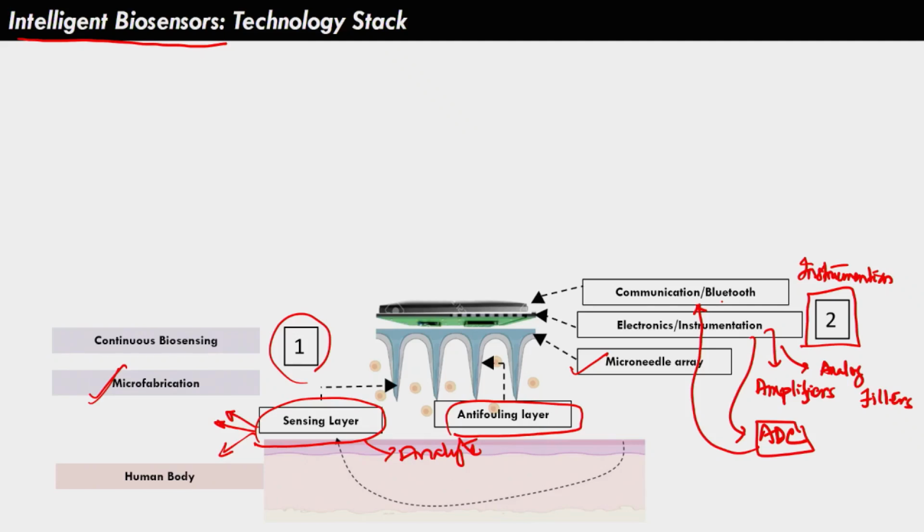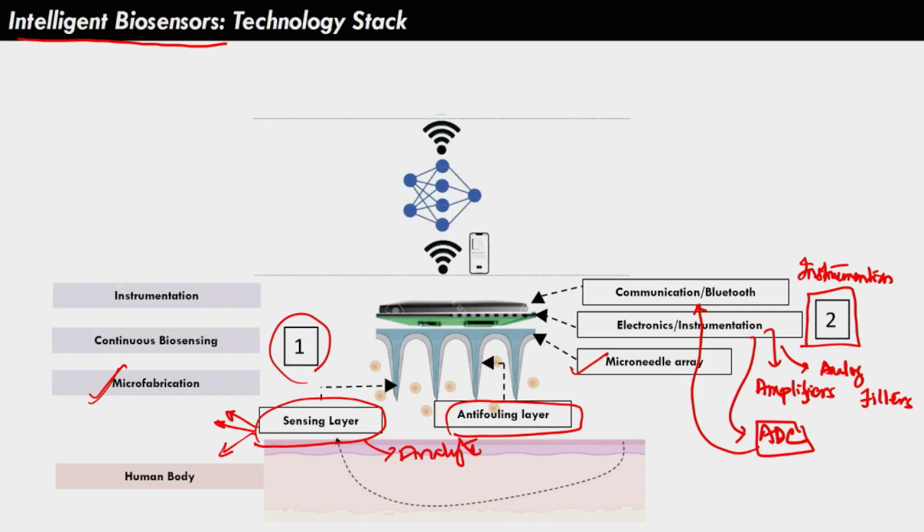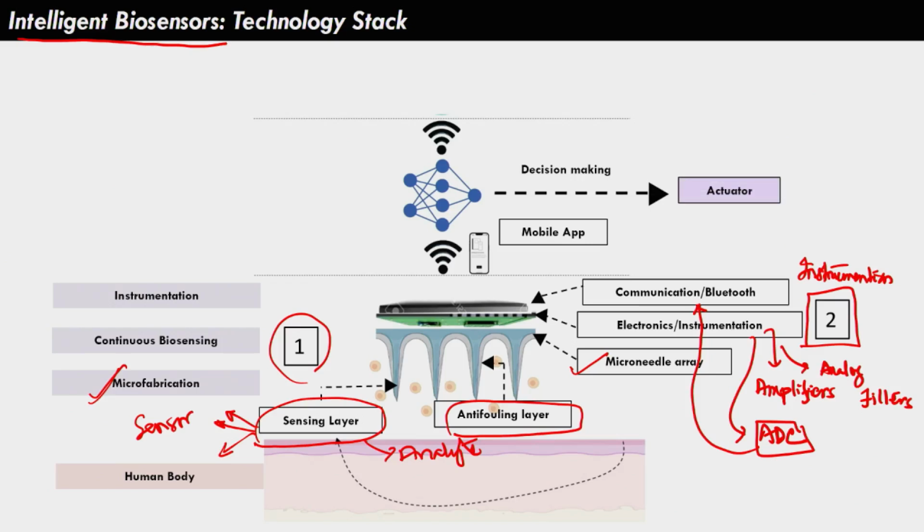Once it is digitized, the next step is to take that data to the cloud or to the mobile phone, wherever we want. So that's why we need some sort of communication protocol. You can have Bluetooth. That is your second stack, the instrumentation. The first stack is the sensor, then the instrumentation, and since we want a connected system, we have the third stack, which consists of the decision making algorithm.